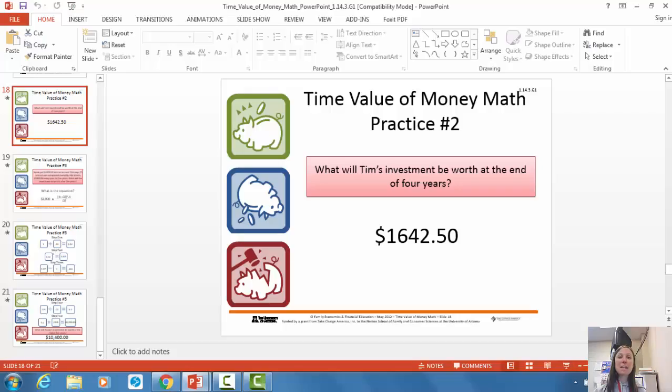So that is the end of this presentation. You will have to meet one of your standards, you will have to complete time value of money, simple and compound interest.